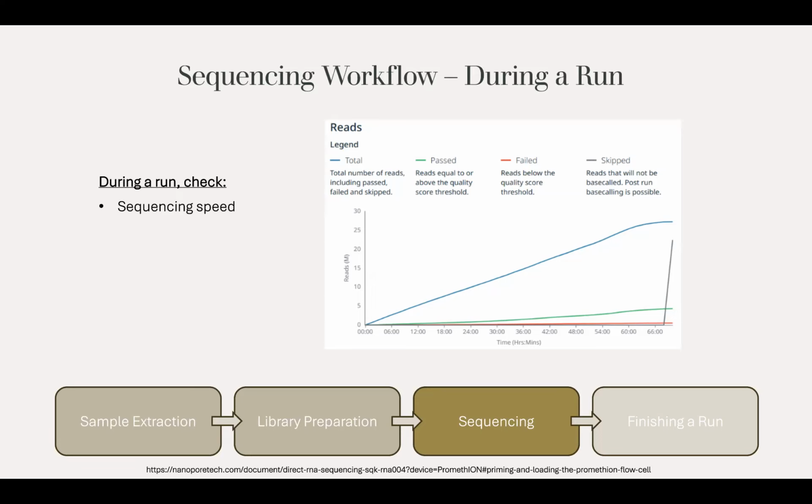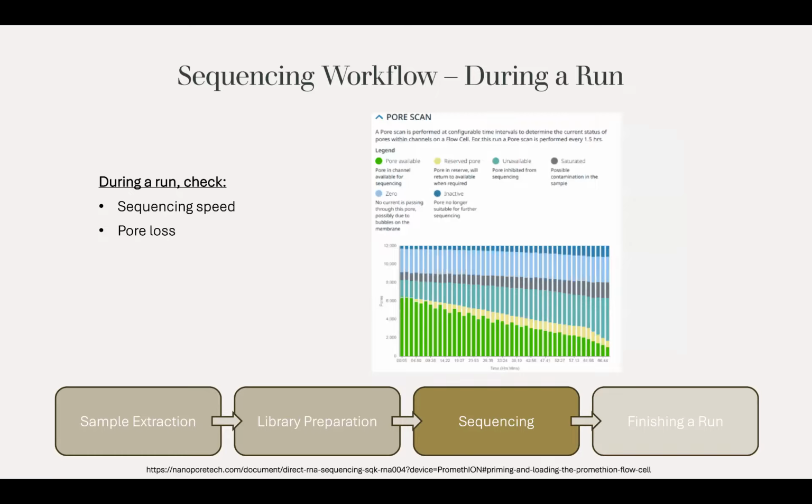So they provide these really nice graphs and charts so that you can tell this in real time. Here you see the total number of reads expressed in this blue line. The green line is the passed reads. This is based on the quality score of your reads. Red is failed. And then this gray line, which peaks at the end of the run, is the skipped reads, basically the reads that, due to computational reasons, the sequencer just cannot read in real time. But even if not every single read is base called in real time, you get a really good sense of what's going on.